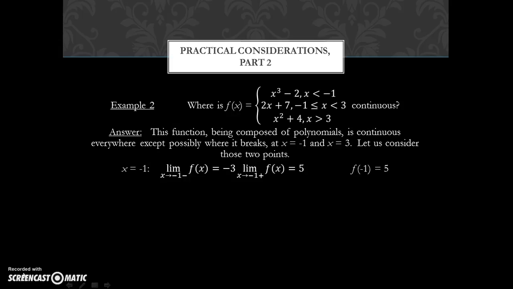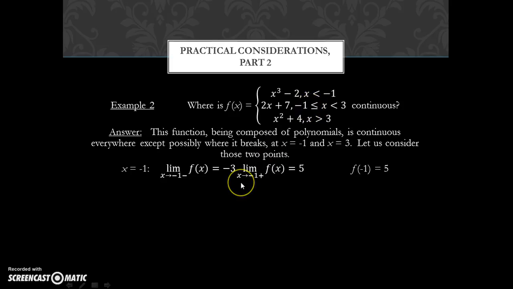At x equals negative 1, the limit as x goes to negative 1 from the left is negative 3. And we get that by plugging in negative 1 into x cubed minus 2. The limit as x goes to negative 1 from the right is 5. We get that by plugging in negative 1 into 2x plus 7. And the function value at negative 1 is also 5 because we have the less than or equal to statement in our piecewise function.